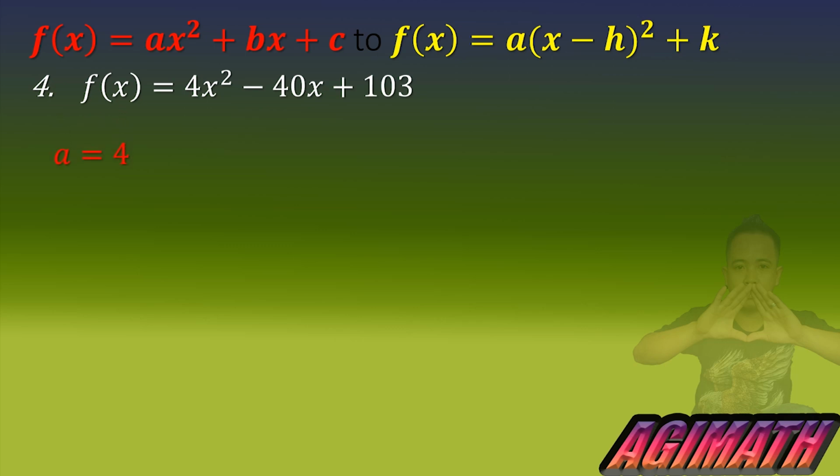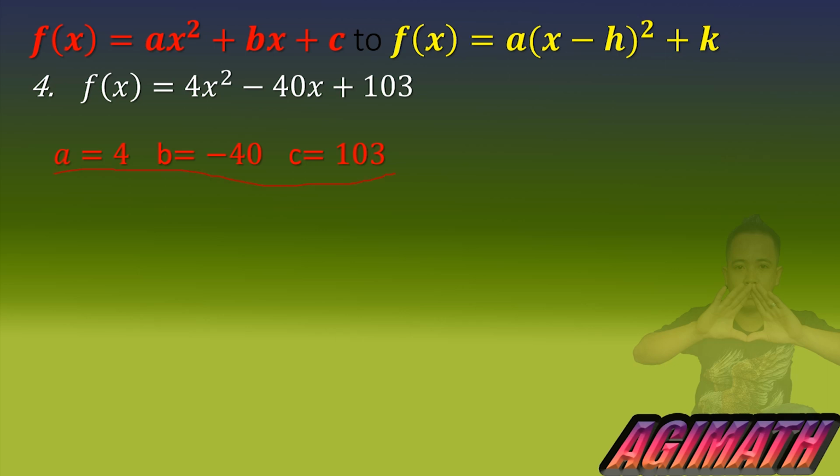So I'm going to identify the values of a, b, and c. A is equal to 4, b is equal to negative 40, and c is equal to 103. So you should know how to do this, because if you cannot do this part, then congratulations, you cannot solve or you cannot transform this function into its vertex form. But this is very basic.